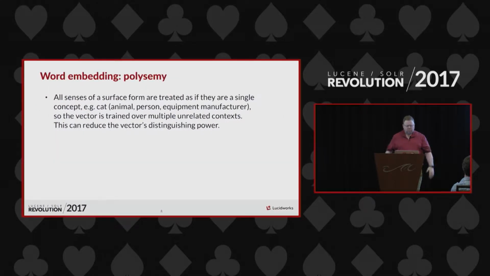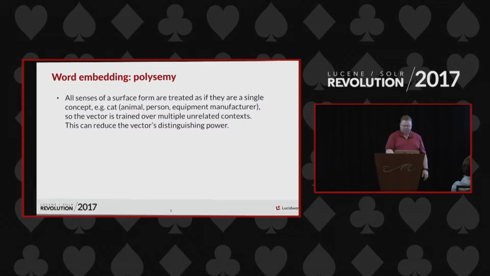Finally, another challenge with word embeddings is polysemy, which is that all senses of a surface form are treated as if they were a single concept. And I give an example here of cat, which can refer to an animal, a person, in some dialects, an equipment you manufacture. And so in a corpus that contains all of these concepts, the vector is trained over multiple unrelated contexts, which can reduce the distinguishing power of the vector.